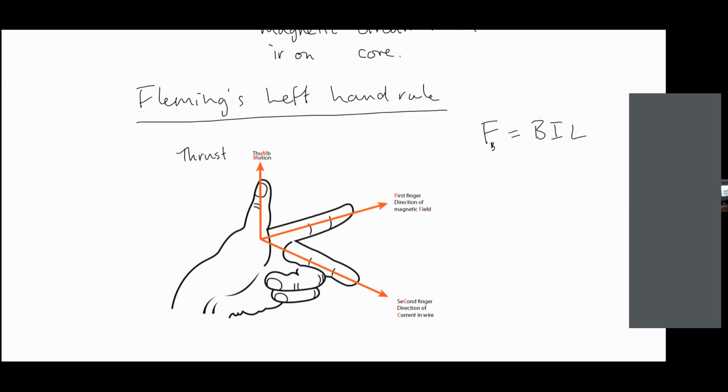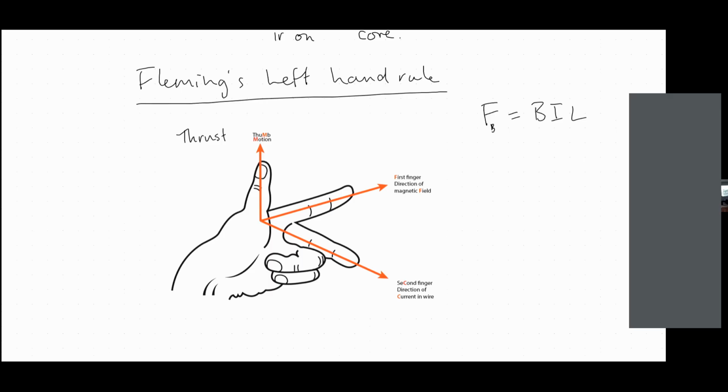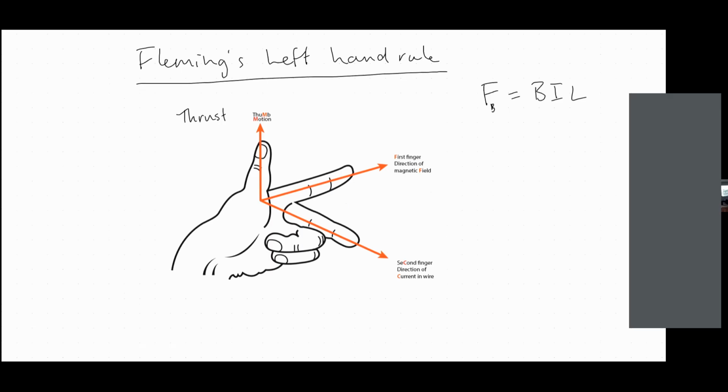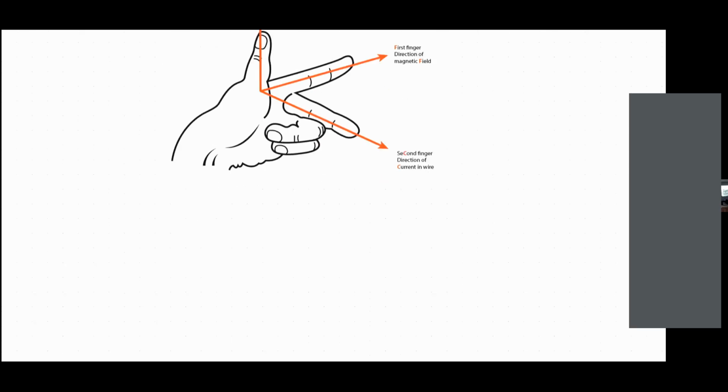Your first finger's in the direction of the field, the second finger's in the direction of the current, and your thumb is in the direction of the force, the thrust. So that's Fleming's left-hand rule, and that requires a certain amount of thinking about. The other problem is that they often combine it with Newton's third law, which just makes everything go the other direction, and it's a pain.